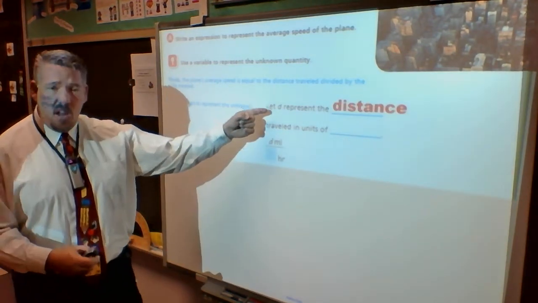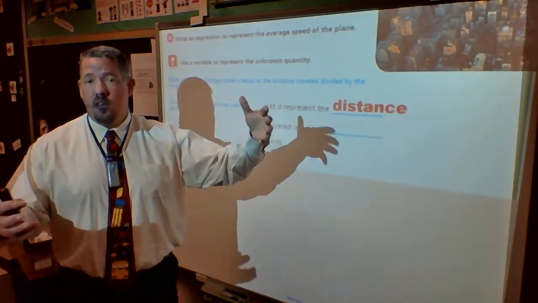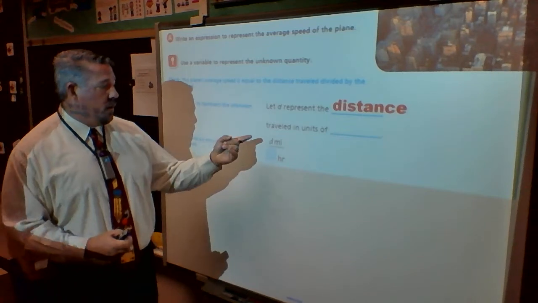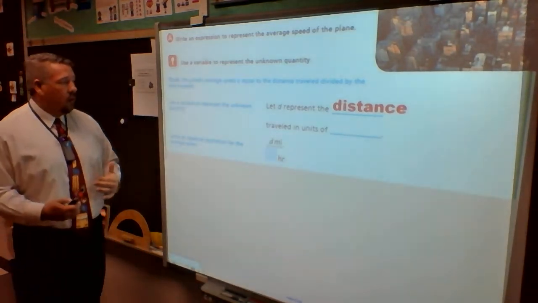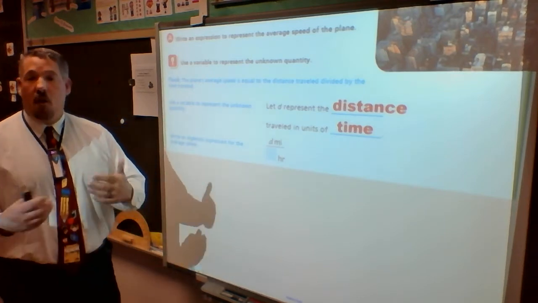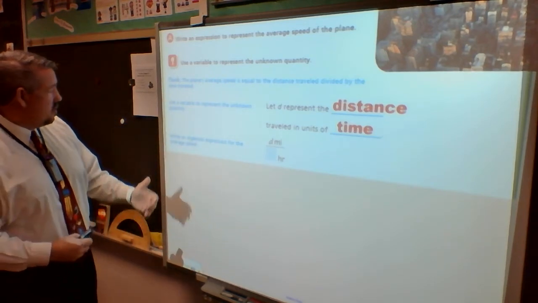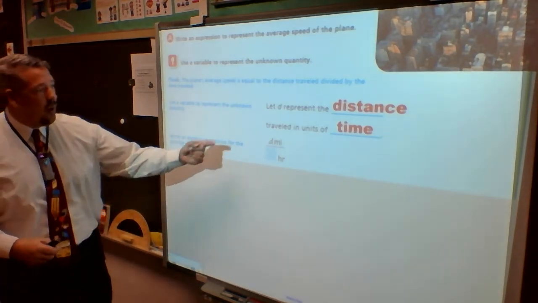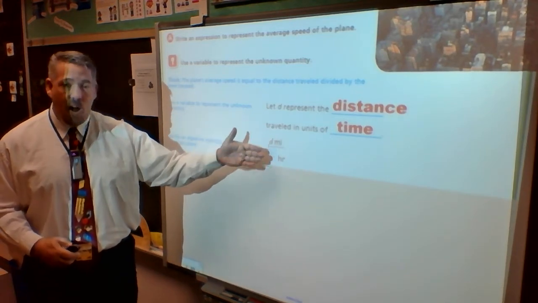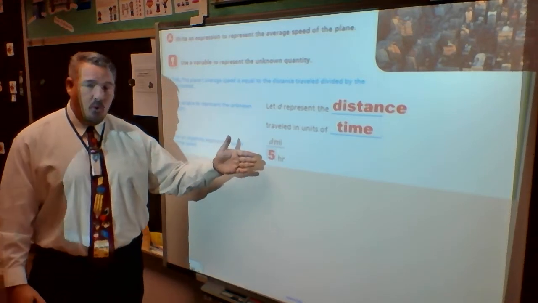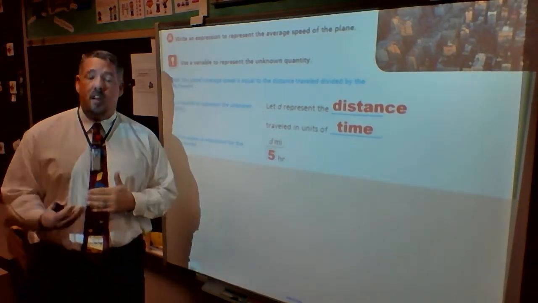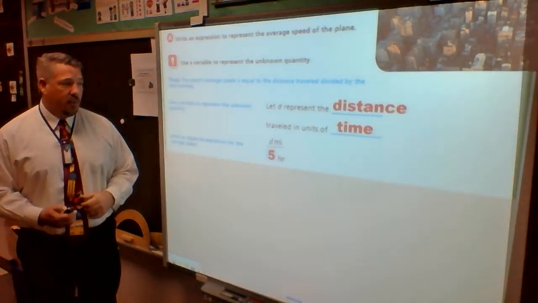So we're going to let D represent the distance. So that's going to be our first term, is a D. And we're going to look at how far we traveled in units, which is our time. So that's going to be our second term. So when I begin to set it up, then I'm going to have D for miles, my distance, divided by my time, which is how many hours. So I'm going to have 5. So 2 terms in this expression. It's an expression because I'm not solving for anything.